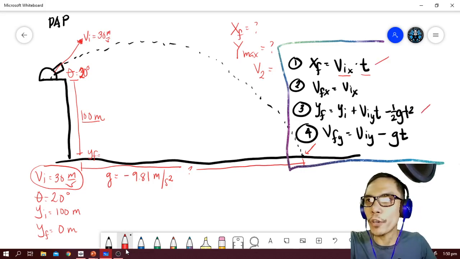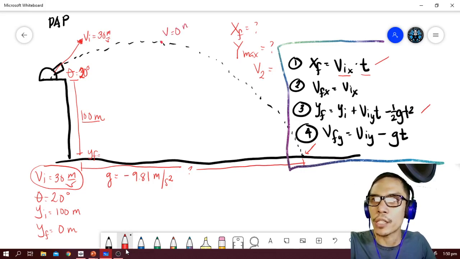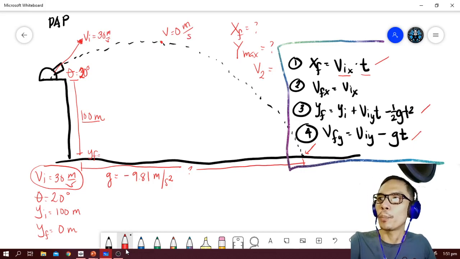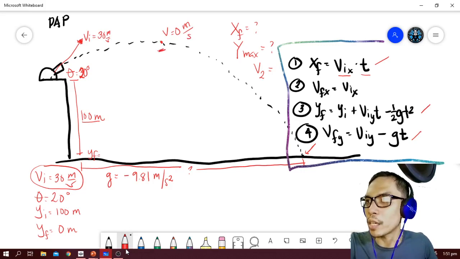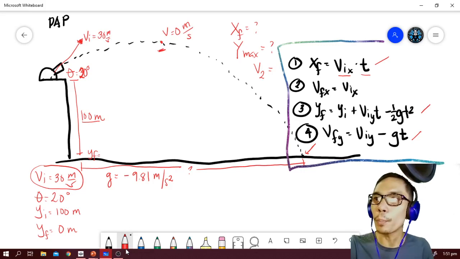Next one, for solving for the y max, we know that the velocity at the top portion is 0. So we know that the velocity there is 0 at the peak height. So we can use this one in order to compute the time it takes to reach the peak height, and integrate it into formula number 3. So we can compute for the y max using formulas 3 and 4.